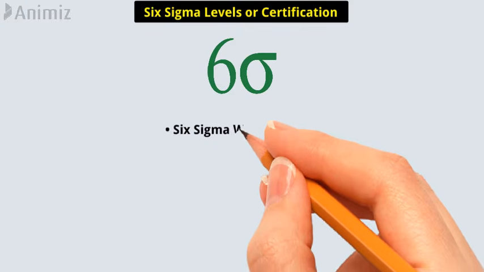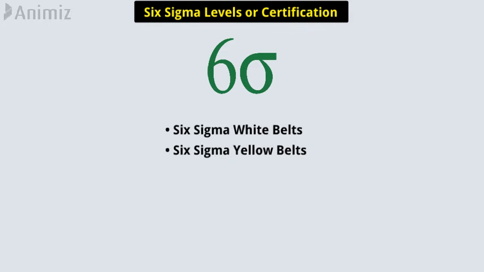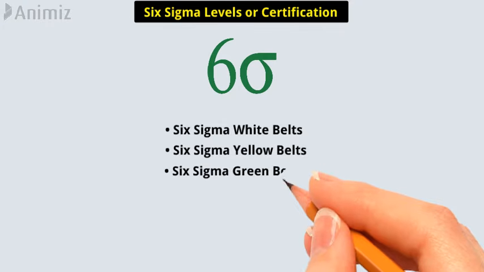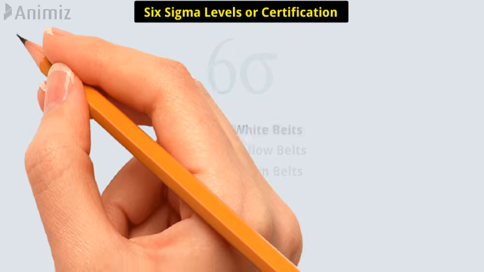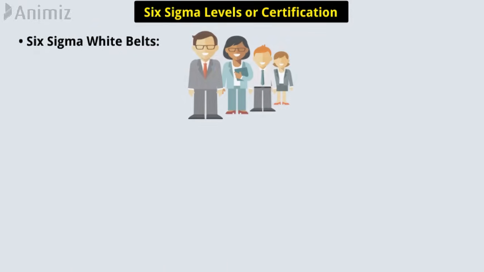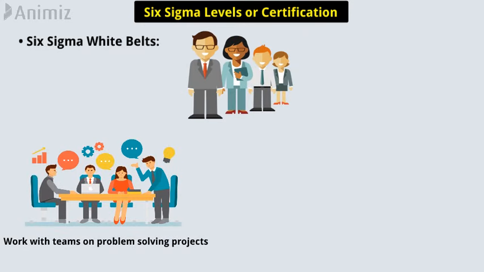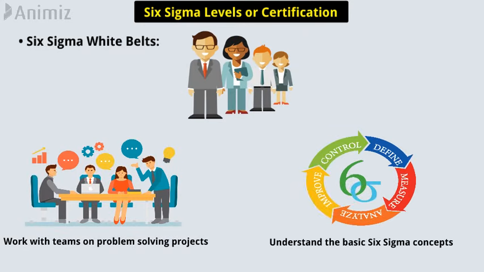Six Sigma levels or certification. All Six Sigma processes are executed by the following: Six Sigma white belts, Six Sigma yellow belts, Six Sigma green belts, Six Sigma black belts, and Six Sigma programs are overseen by a Six Sigma master black belt. White belt is the simplest stage where a newcomer can join. Here, they work with teams on problem-solving projects, and understand the basic Six Sigma concepts.